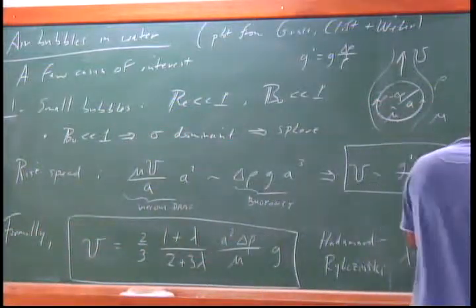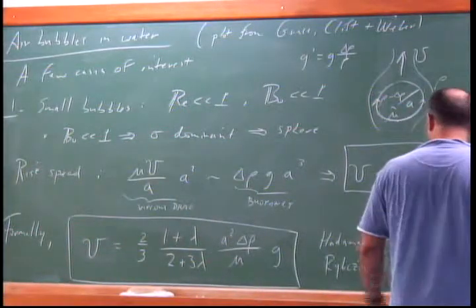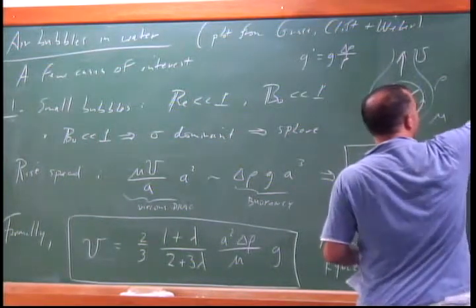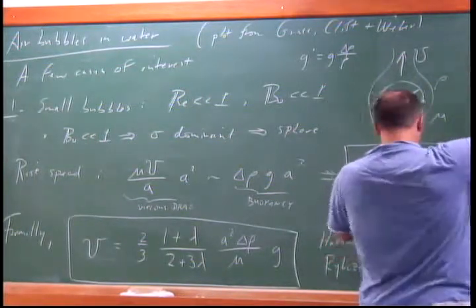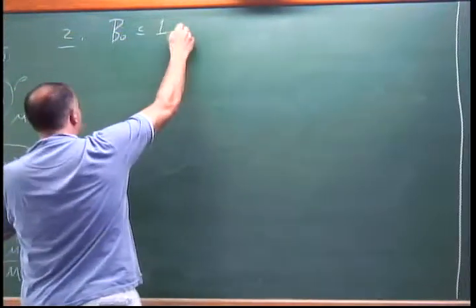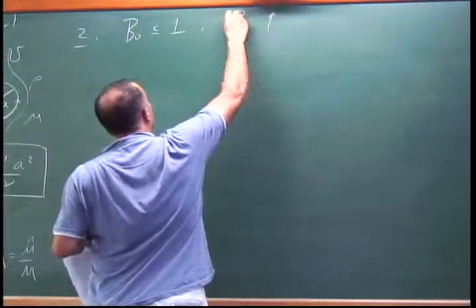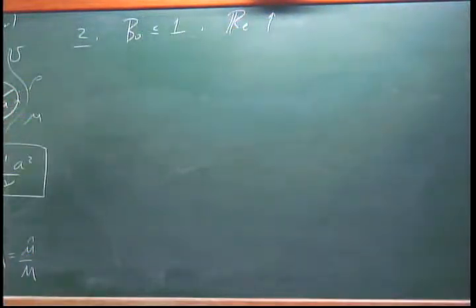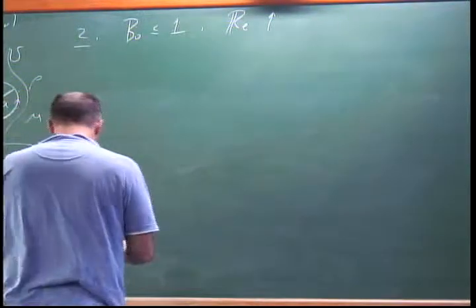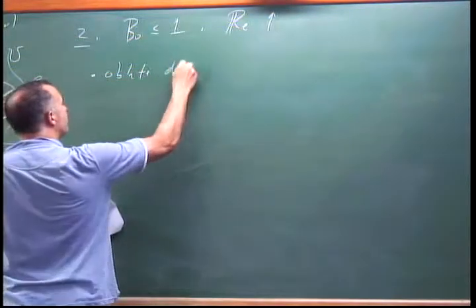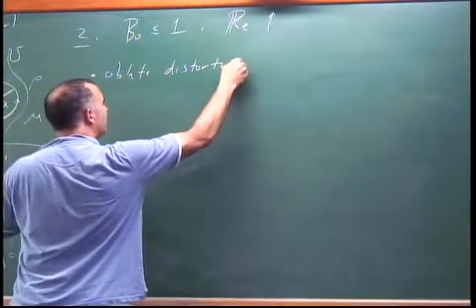Okay, so now as the bubble gets bigger, the Bond number becomes order 1. So you expect distortions to set in. You guys did this on the first problem set.